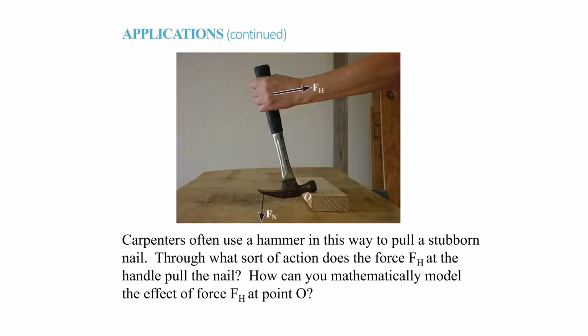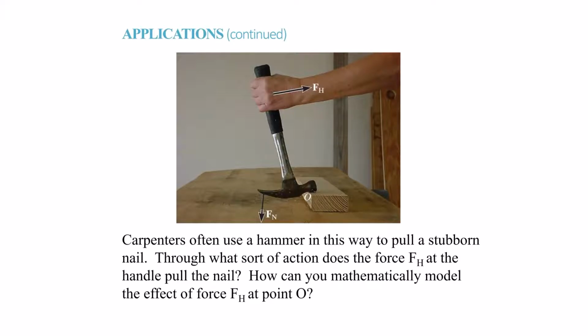Let's see, what sort of action does force FH at the handle have on pulling the nail? If you think about it, maybe this is our point here, and if you drew a line straight up and it meets here, you could create a moment: this force times this distance from point O all the way up to that, acting at 90 degrees. That will give you some rotation about point O in the clockwise direction.